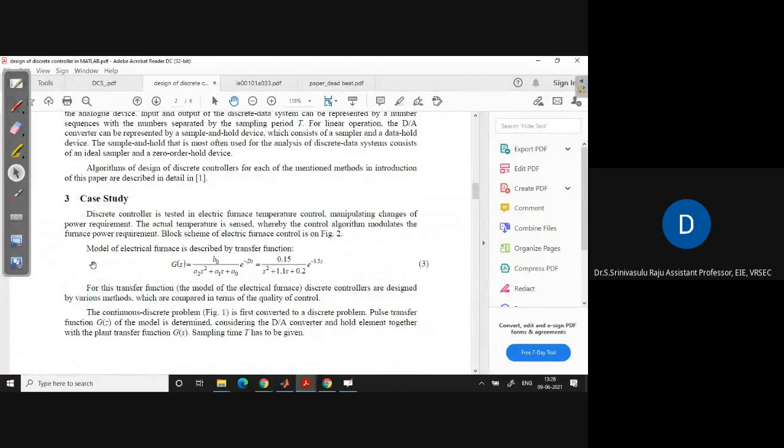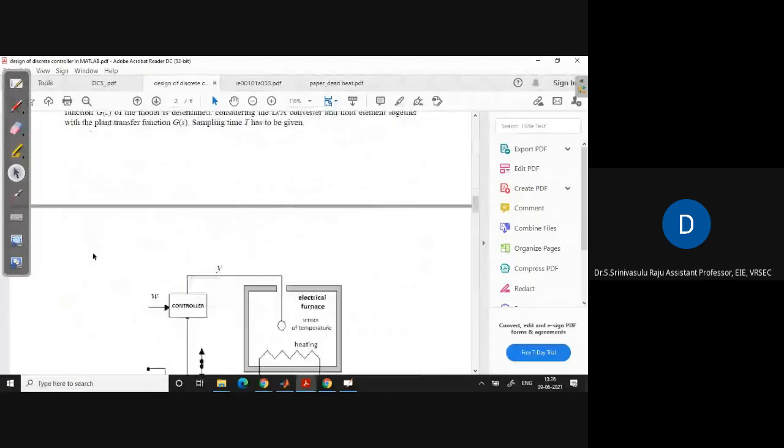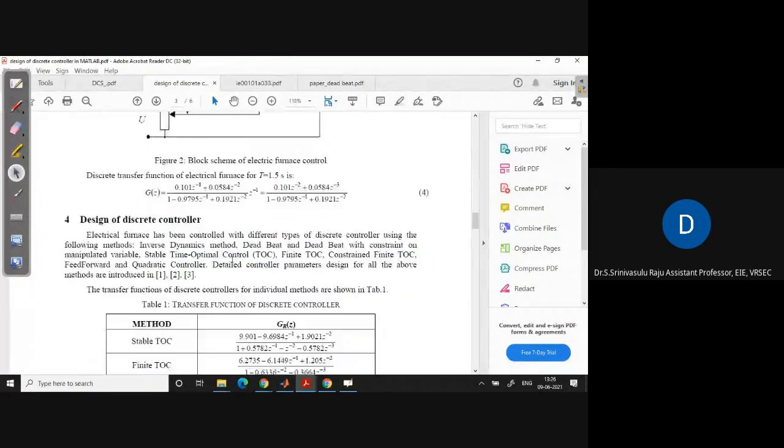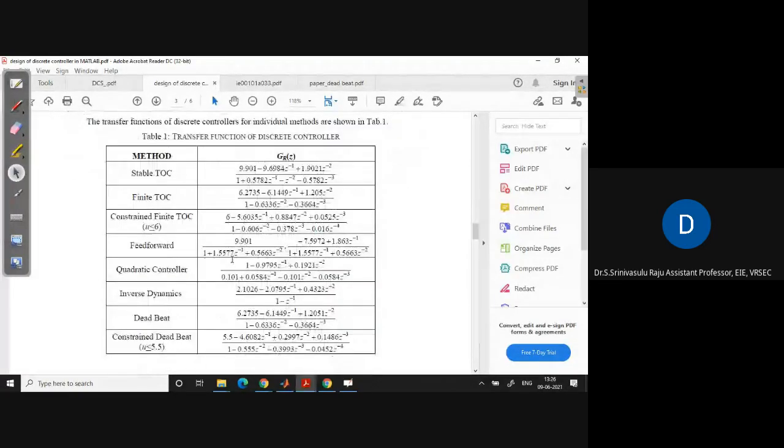Second order system, nothing but the electrical furnace model. They have implemented the discrete system for the electrical furnace model. Okay, so this is the electrical furnace model, and they have the pulse transfer function. So these are the different methods I told you, right?